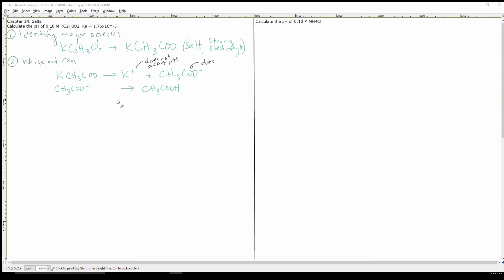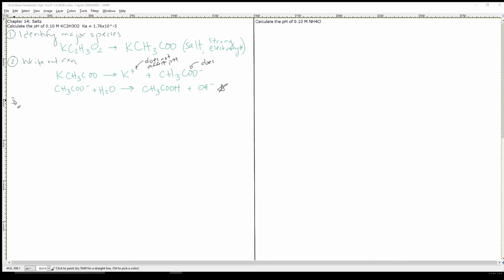Now, if you'll notice, there are no hydrogens in our equation for it to accept, so I'm going to add water into here to show where it's getting that hydrogen from. And since it took a hydrogen from that water, what is left over? Hydroxide. So I'm going to put a little star next to this. This is the equation we're going to use.